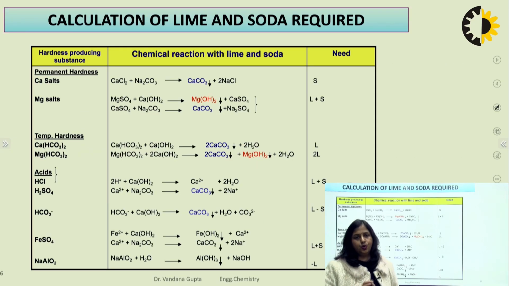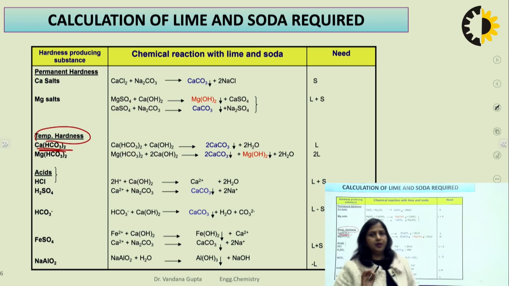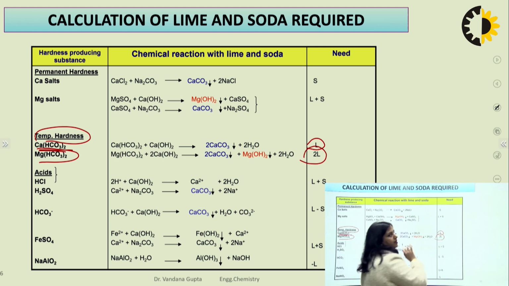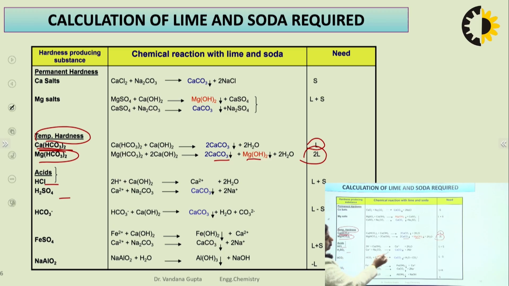Now, this slide shows the summary for the calculation of lime and soda. If the water contains temporary hardness of calcium, that is provided by calcium bicarbonate, we will use only lime. If the water contains temporary hardness of magnesium bicarbonate, we will use twice the amount of lime to complete precipitation of calcium carbonate and magnesium hydroxide. If the water contains acids, we use lime and soda both because lime converts acid into permanent hardness of calcium and calcium hardness is removed by soda only.